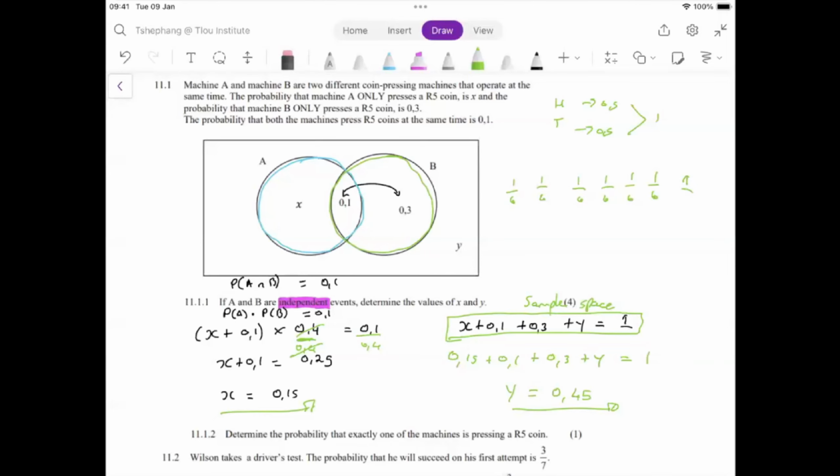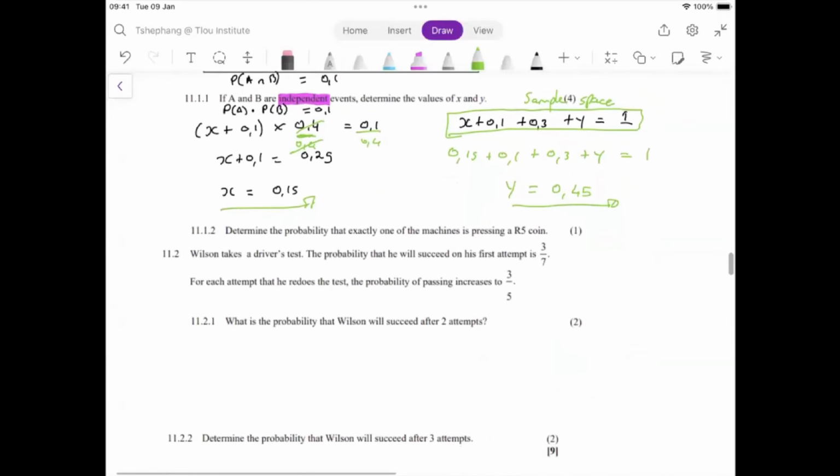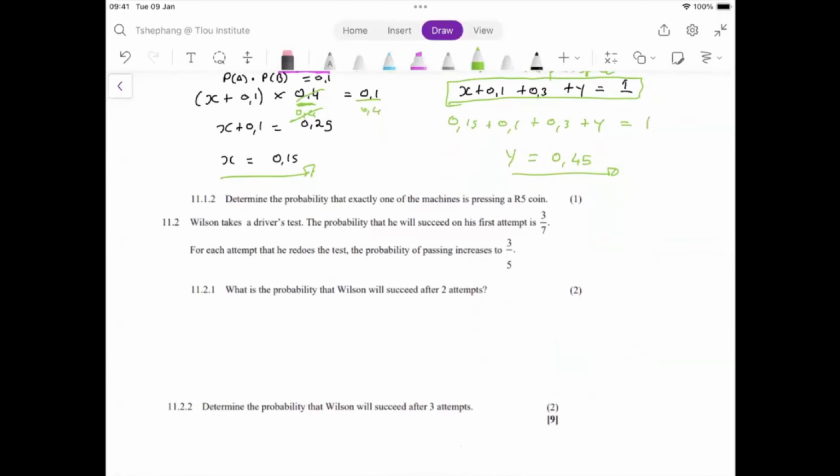All right, cool stuff. Now let's look at this tree diagram question here. Okay, so they're saying Wilson takes a driver's test. The probability that he will succeed on his first attempt is 3/7. For each attempt that he redoes the test, the probability of passing increases to 3/5. What is the probability that Wilson will succeed after 2 attempts?